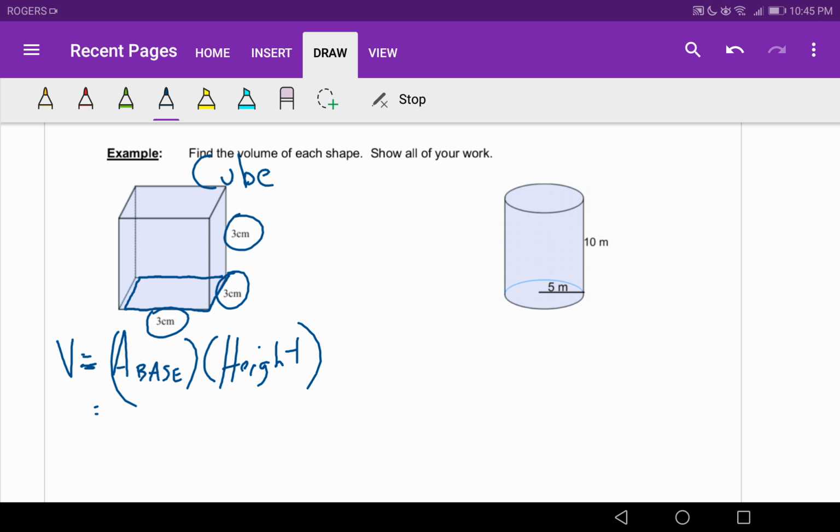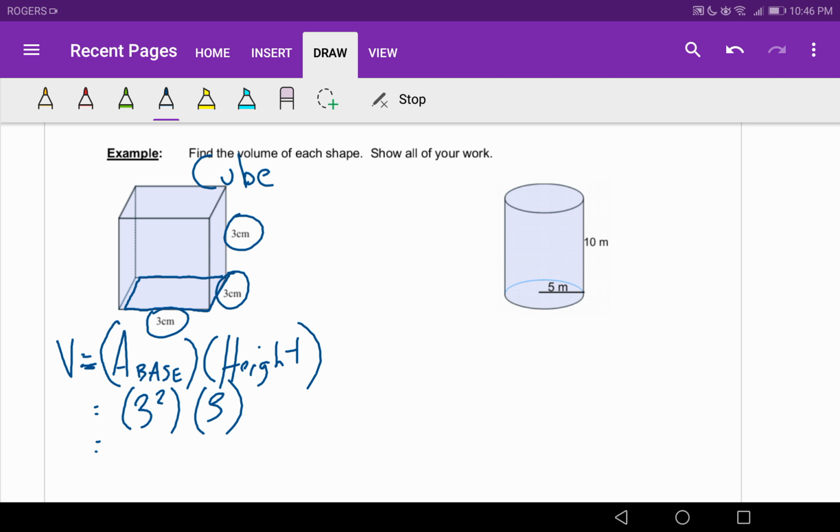So we can either do 3 times 3 here, length times width, or a different way of showing 3 times 3 is 3 squared. That's the same thing as 3 times 3. It's just specific to a square. Because they're the same thing, we can just say 3 squared. You don't have to necessarily say 3 times 3. Okay, times the height, which is also 3.